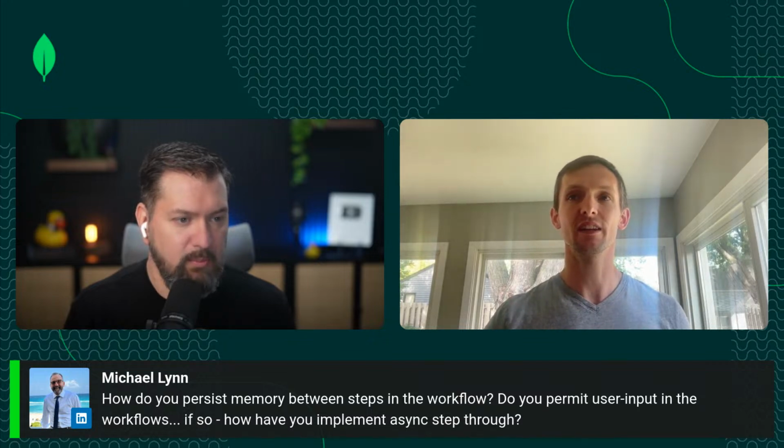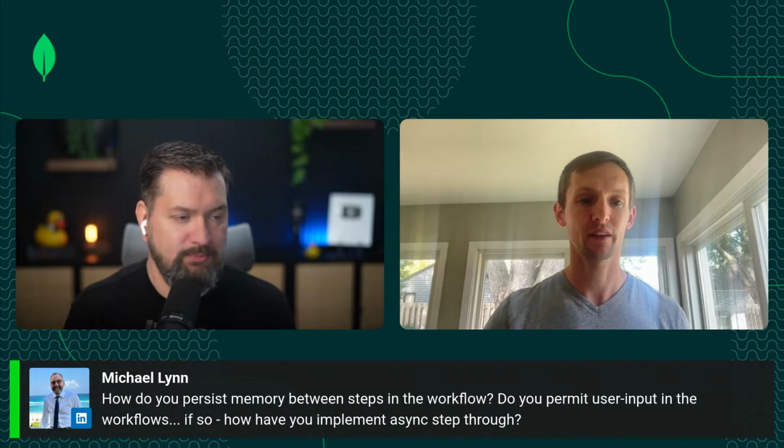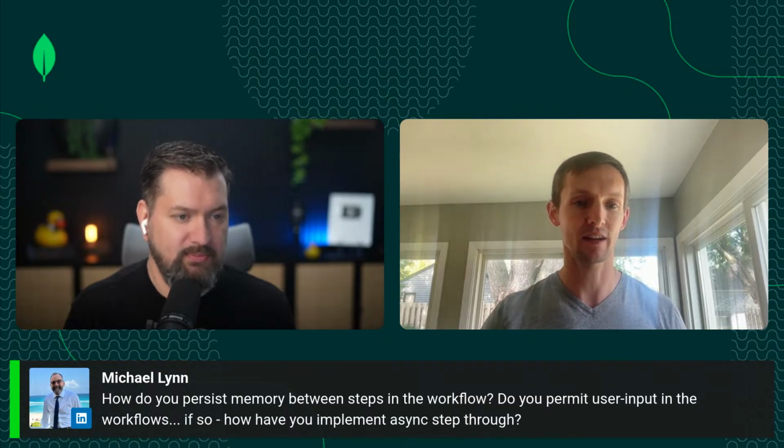So your workflow state is persisted. You get to specify a storage engine when you set up Mastra, and your workflow state is persisted in that storage engine, which means that you can access inputs and outputs from every previous step in the workflow. So you can basically pass data through. There's also this concept of runtime context, as we call it, where you can store state and retrieve it in different steps.